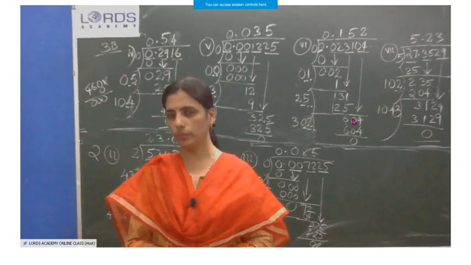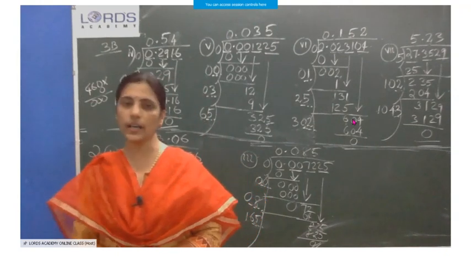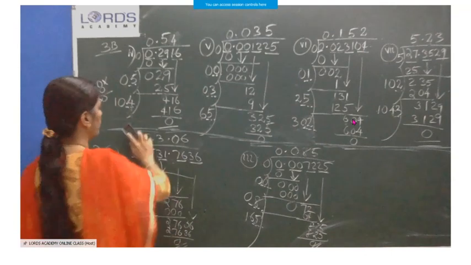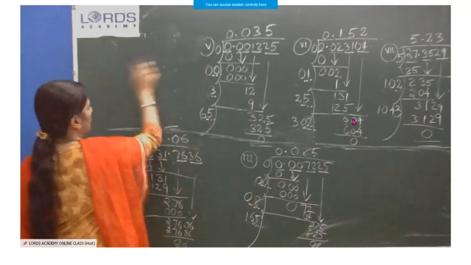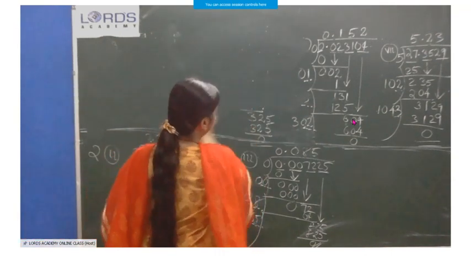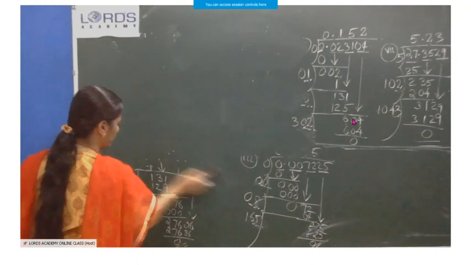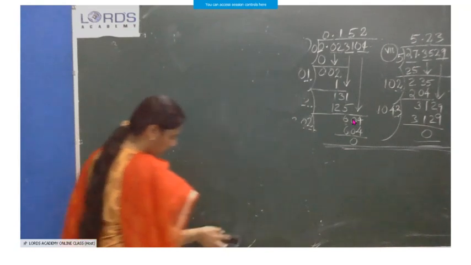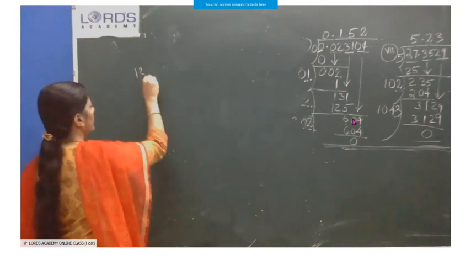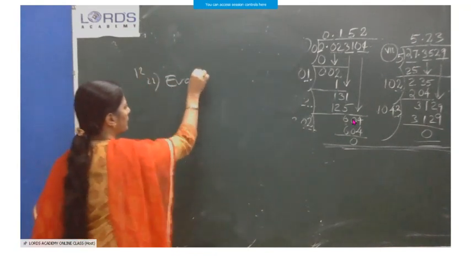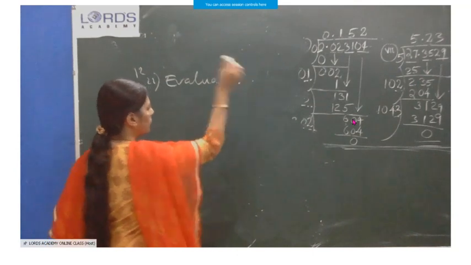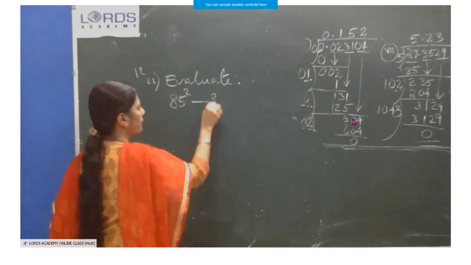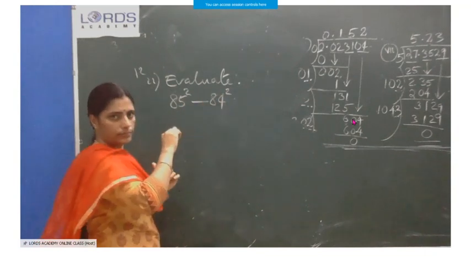One question I will do. Question number 12. Which question? The second subdivision I will do. Okay. What's the question? Evaluate what? 85 square minus 84 square.